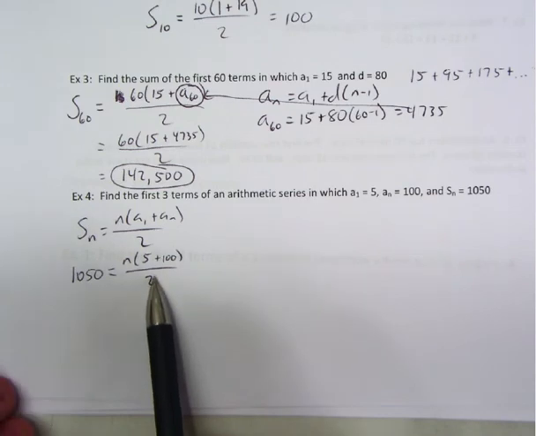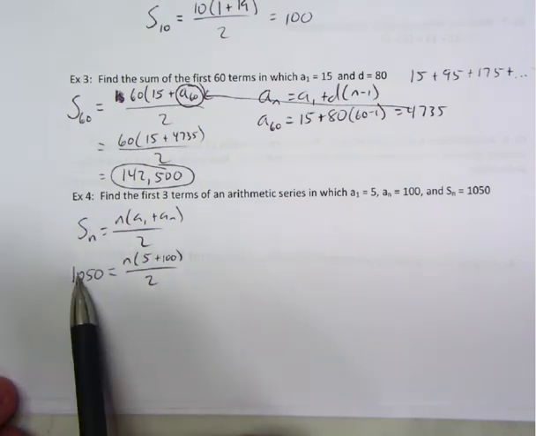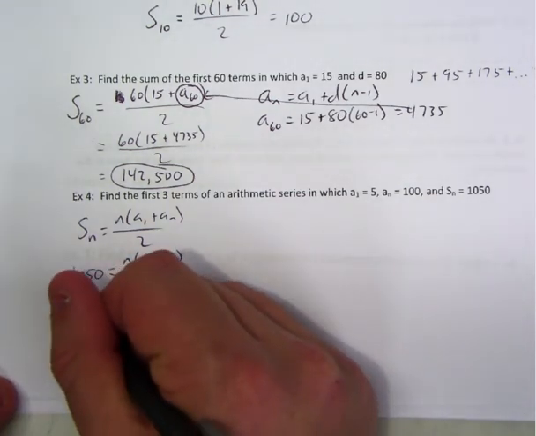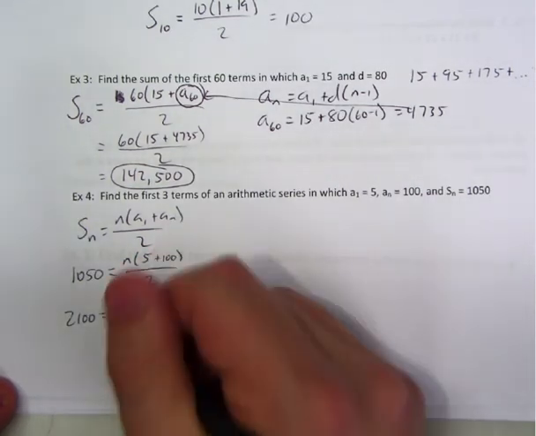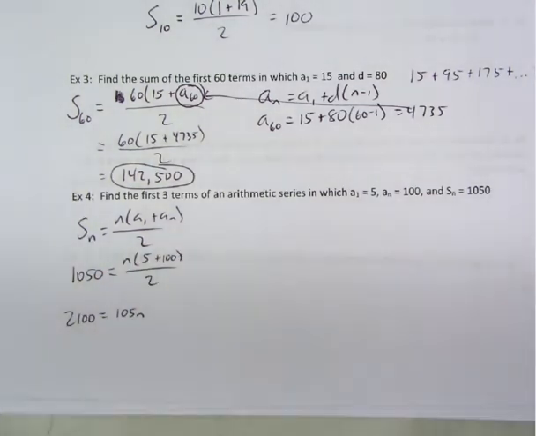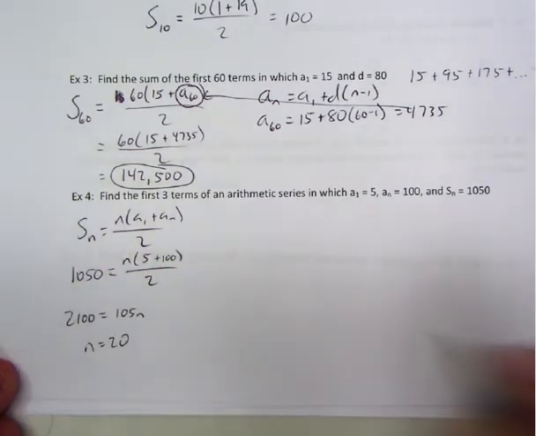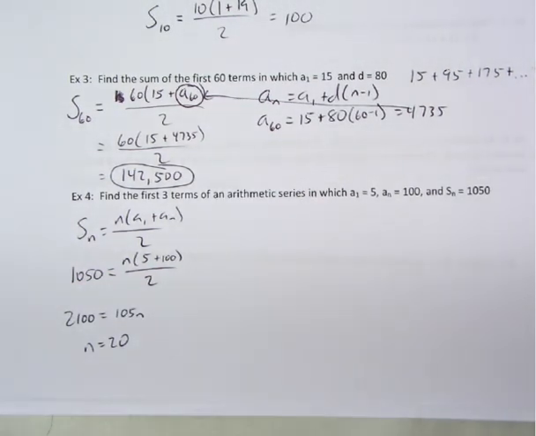So if I solve this, let's see, multiply both sides by 2. So 2100 equals 105 times n. I get n to be 20. Again, that doesn't answer the question, but let's think about how we can use that.